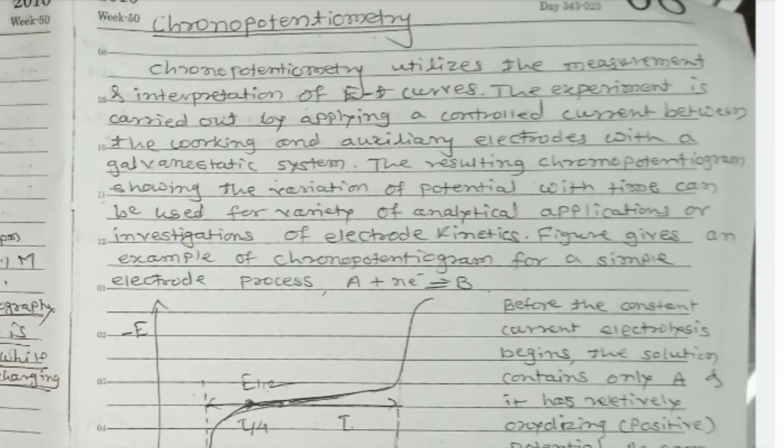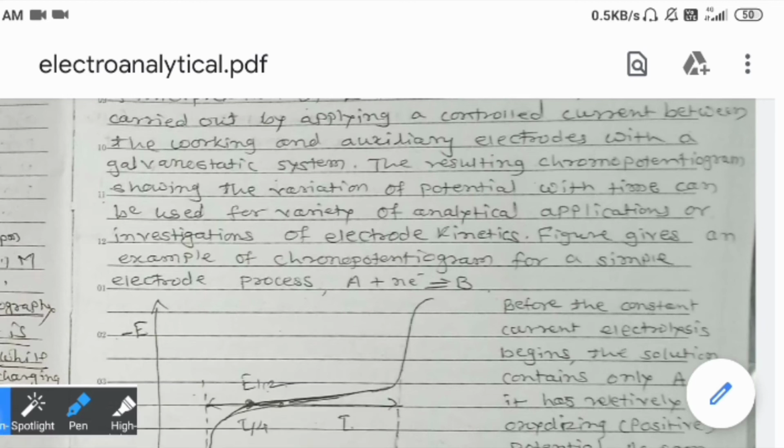Welcome back. In the previous lecture we finished the introductory part on the various techniques, and also saw in detail the normal pulse and differential pulse techniques. Now we are dealing with some chrono techniques. One is chronoamperometry and one is chronopotentiometry.